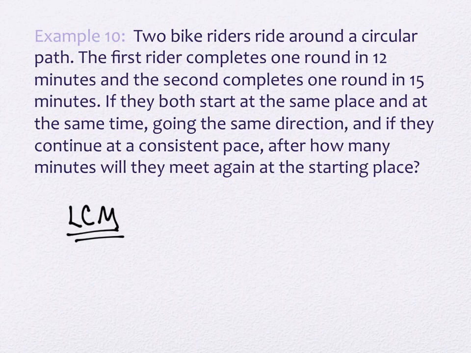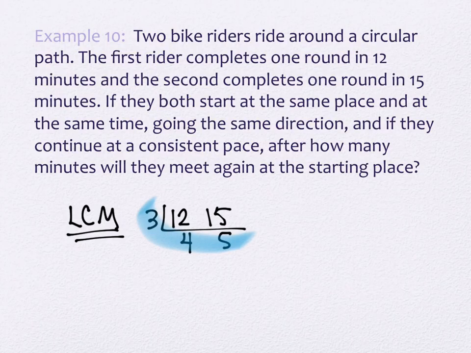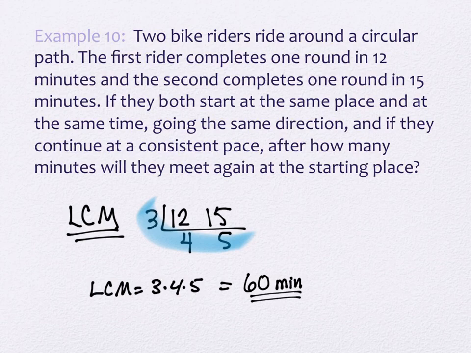Now, finding the LCM of 12 and 15, we can do it lots of ways. Let me do it with division by primes because it's fast. They both divide by 3. That gives me a 4 and a 5 here. And I'm done. 5 and 4 don't have anything in common, so the LCM multiplies these together. LCM is 3 times 4 times 5, and it's 60. 60 what? Minutes. So not 60 times around, right? 60 minutes. After 60 minutes, they will both hit the starting spot at the same time again.